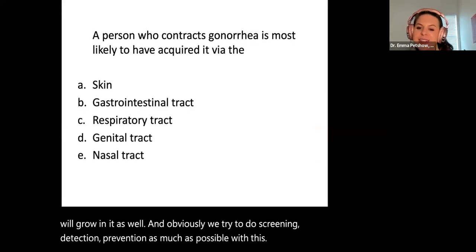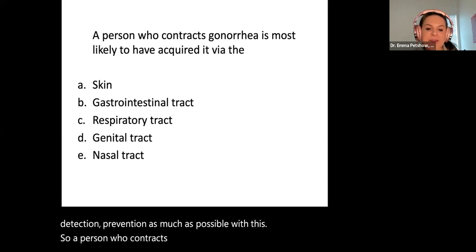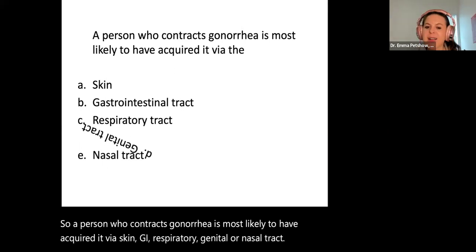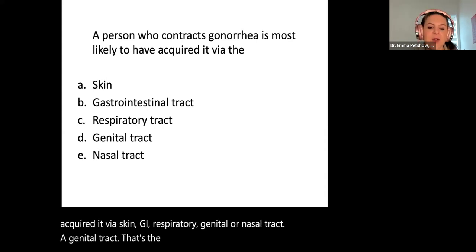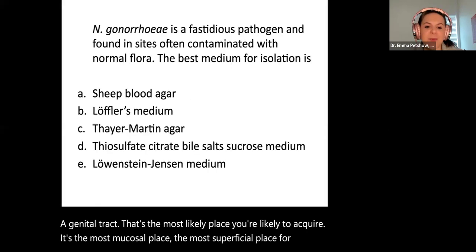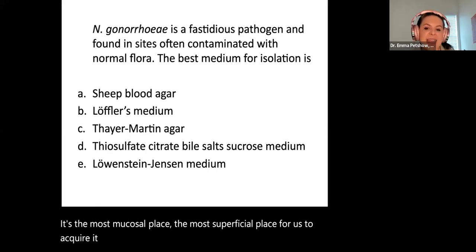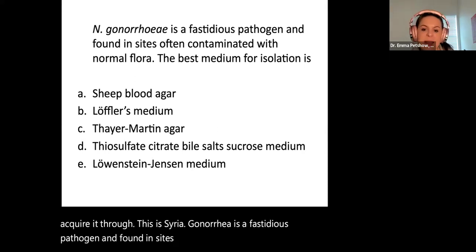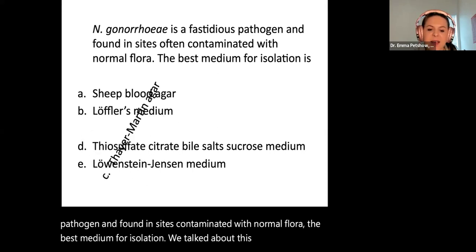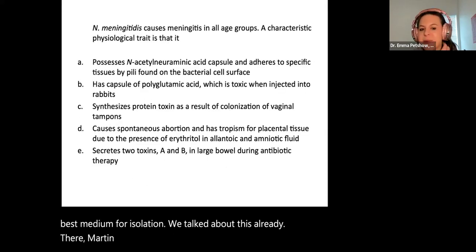So a person who contracts gonorrhea is most likely to have acquired it via skin, GI, respiratory, genital, or nasal tract. The genital tract, that's the most likely place you're likely to acquire. It's the most mucosal place, the most superficial place for us to acquire it through. Neisseria gonorrhoeae is a fastidious pathogen and found in sites contaminated with normal flora. The best medium for isolation, we talked about this already, Thayer-Martin agar.